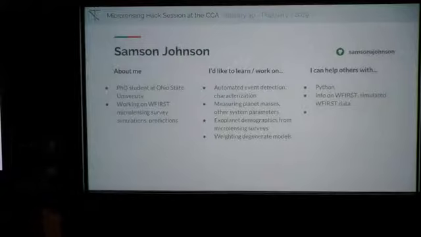Hi, I'm Samson Johnson. I'm a graduate student at Ohio State, and I've been working on simulating WFIRST survey designs. I'm really interested in what we can learn about exoplanets from that. I think I'm pretty flexible in what I want to work on.